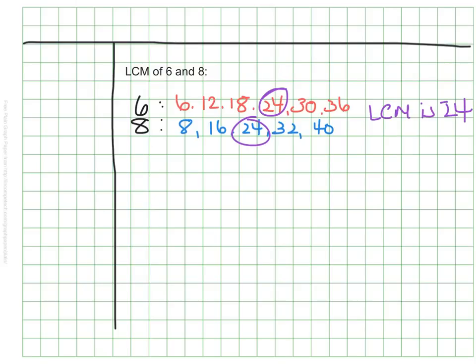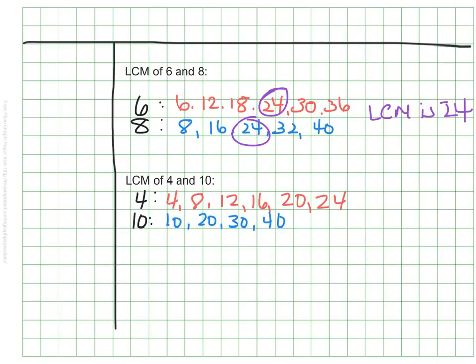Let's do another example from this set. Let's find the lowest common multiple of 4 and 10. Let's list out the multiples of 4 and 10 and see what we find as their lowest common multiple. If I list out my multiples, I see the smallest one that they share, their lowest common multiple here, is 20. Right?